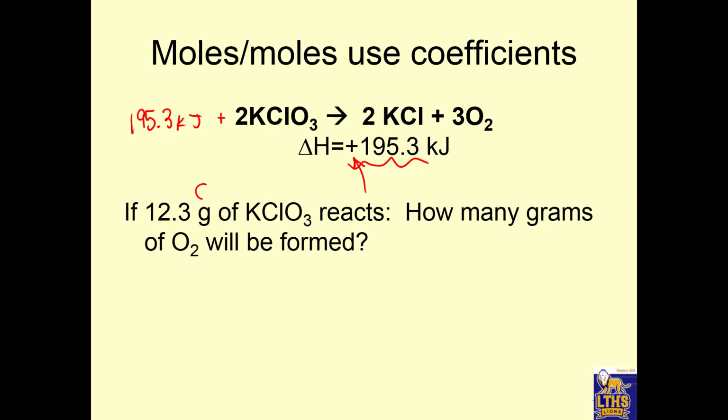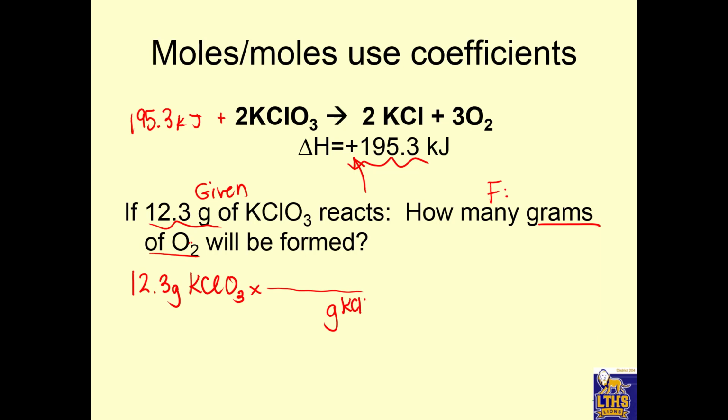This says given 12.3 grams of potassium chlorate, how many grams, so find grams of oxygen, will be formed. Okay, well we have to change the chemical potassium chlorate into the chemical oxygen. Start with your given, 12.3 grams of KClO3. I need to change it. But these coefficients mean moles and they mean kilojoules. This is grams. So this is where our mole practice comes in, because I can't change one chemical into another unless I'm in moles, because coefficients are moles.